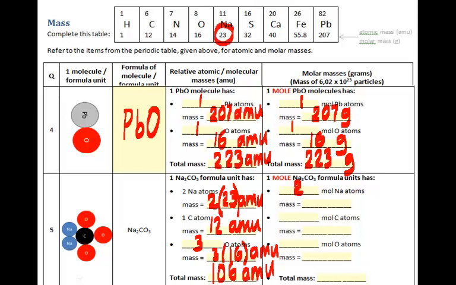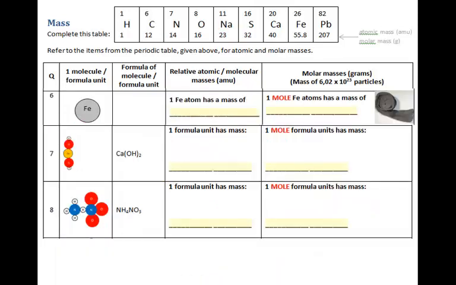1 mole of sodium carbonate contains 2 moles of sodium atoms, each of which has a mass of 23 grams. So it's 2 times 23 grams now, because now we're speaking about a mole of sodium atoms, not just a sodium atom or 2 sodium atoms. It contains 1 mole of carbon atoms, which has a mass of 12 grams, not atomic mass units. It contains 3 moles of oxygen atoms, which has a mass of 3 times 16 grams. That altogether has a mass of 106 grams. Again, pause the movie while you answer this yourself.